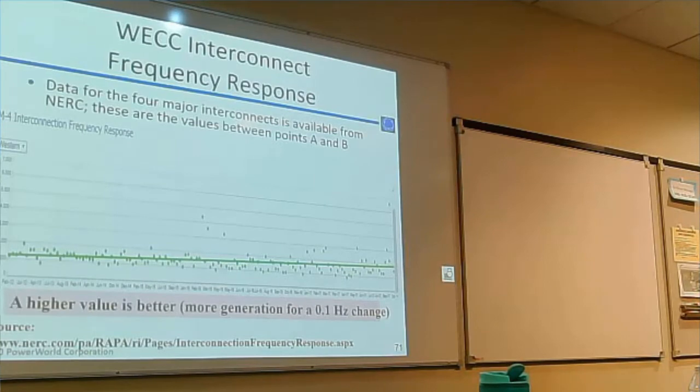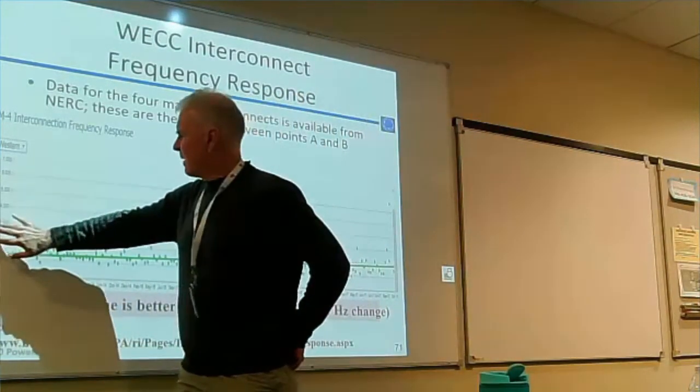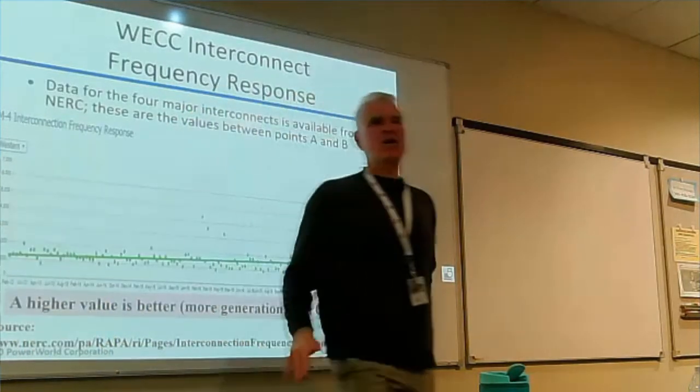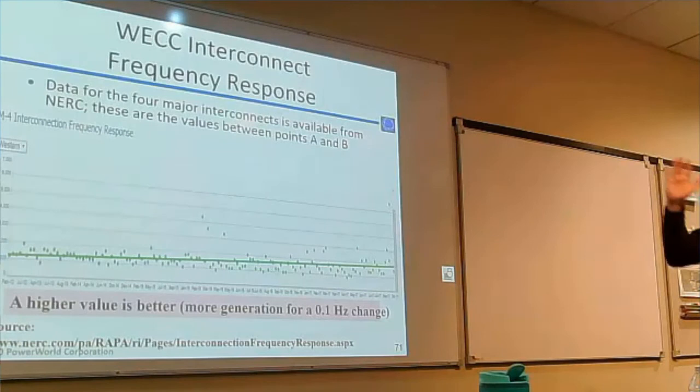Yeah, I mean, it depends on the event, but this is normalized by megawatts per 0.1 hertz. So it's normalized for the different events, so you can compare the different events because of that normalization. So you're comparing apples to apples here. But yeah, there's going to be some up and down because if you don't have a lot of generation online, you don't have a lot of generators that can respond.